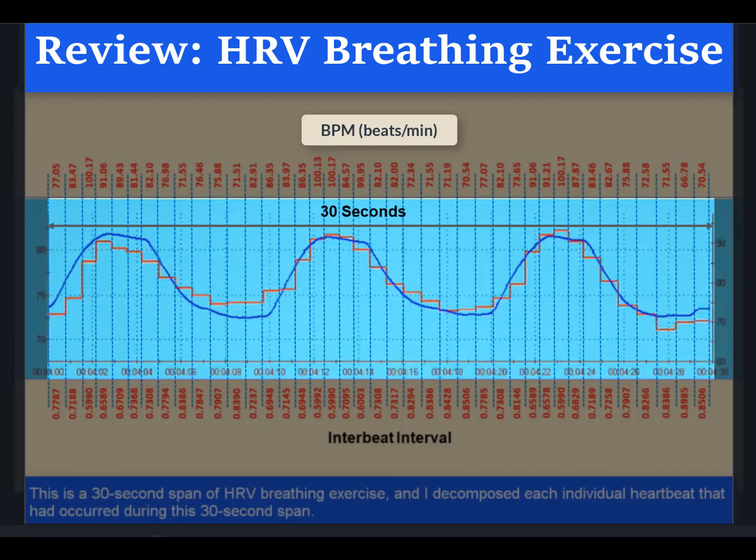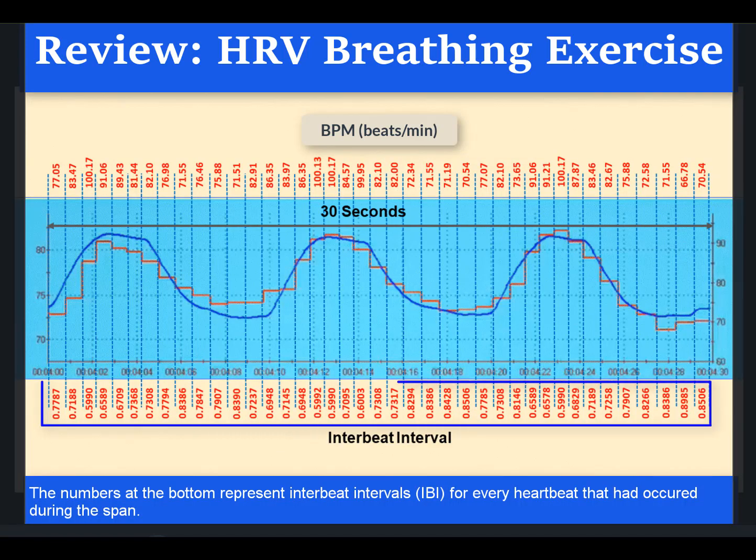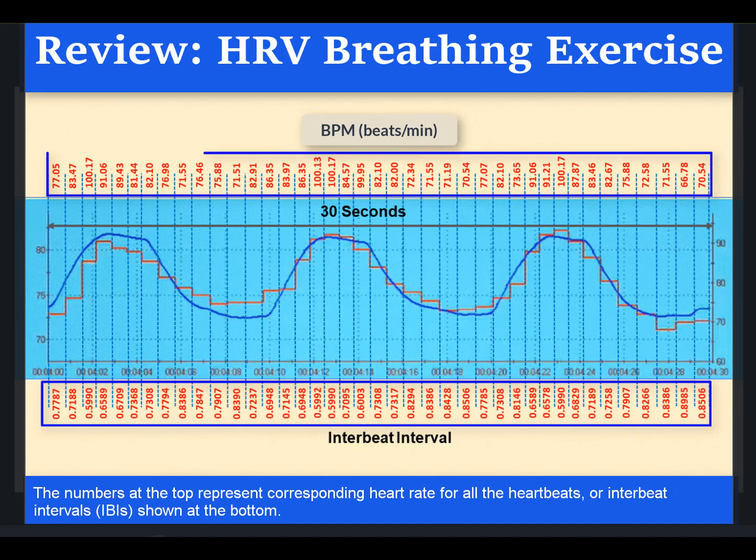This is a 30-second span of HRV breathing exercise, and I decomposed each individual heartbeat that had occurred during this 30-second span. The numbers at the bottom represent interbeat intervals for every heartbeat that had occurred during the span. The numbers at the top represent corresponding heart rate for all the heartbeats or interbeat intervals shown at the bottom.